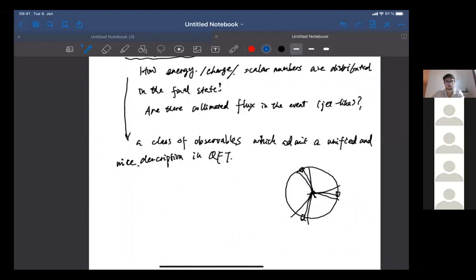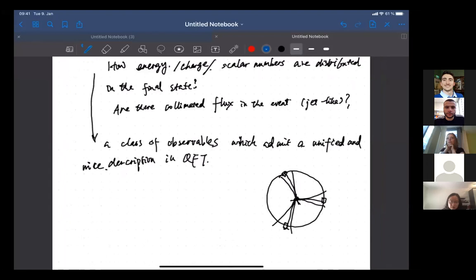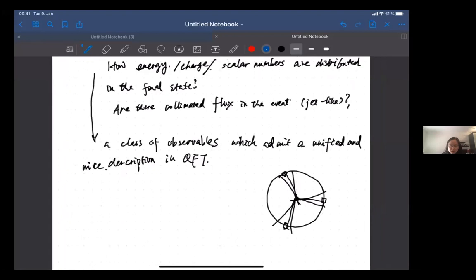So by measuring these kinds of observables, we can tell: are there collimated energy flux or charge flux in the final state? Are the events jet-like, or are the energies evenly distributed such that the event is spherical? So this class of observables are measured at the LHC with high precision.